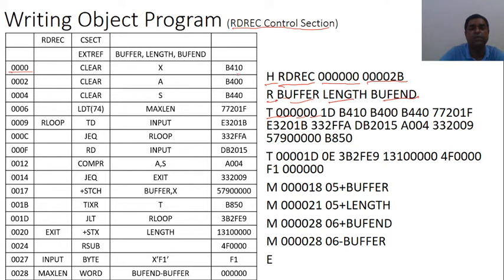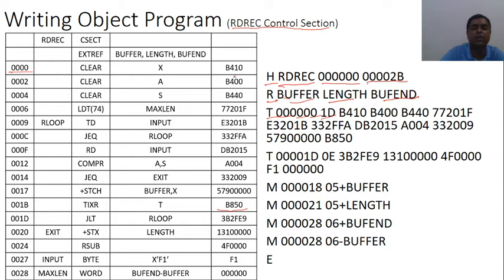You can see here 1, 2, 3, 4, 5, 6, 7, 8, 9, 10, 11, 12, 13, 14, 15, 16, 17, 18, 19, 20, 21, 22, 23, 24, 25, 26, 27, 28, 29. So the size will be 29. That means it is written here 1D in hexadecimal. 29 is written here in hexadecimal as 1D.